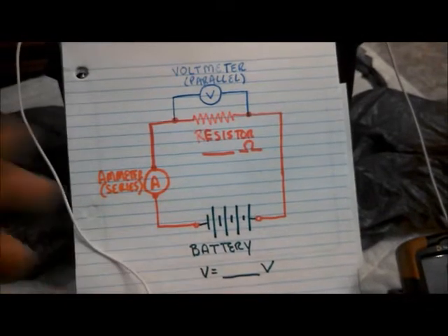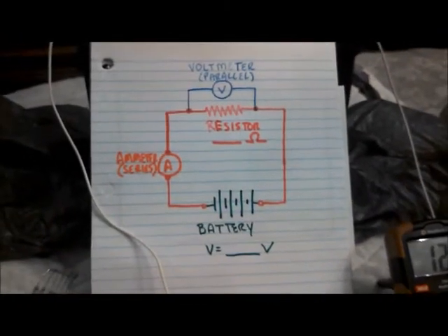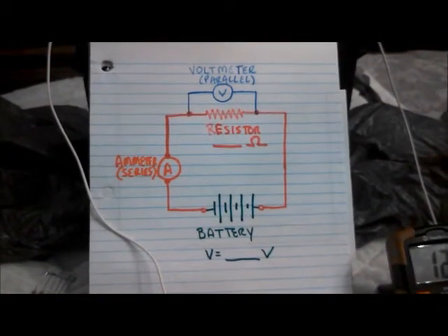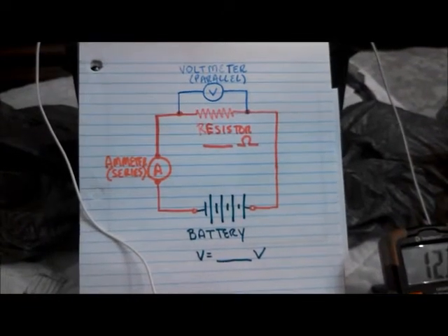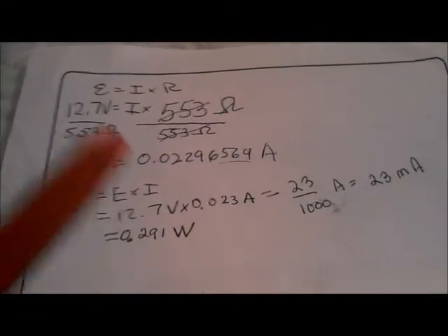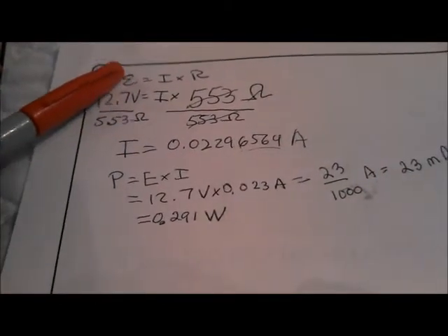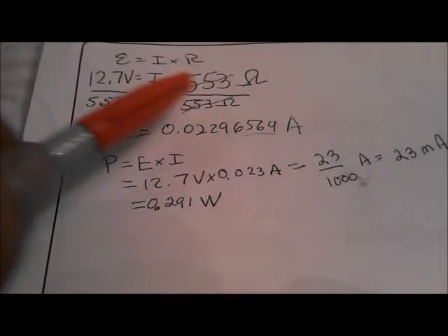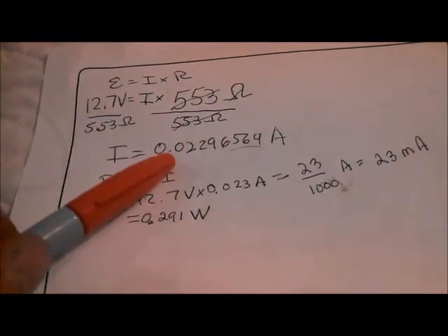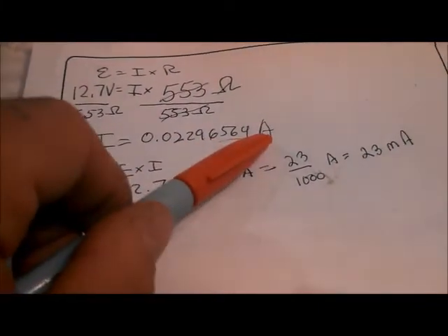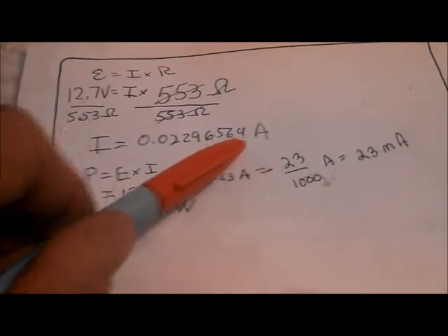So what I'm going to do is take this schematic and hook up the whole thing with the meters for real. Here's something to consider. We have this Ohm's Law equation, 12.7 volts divided by the 553 ohms equals 0.0229 and some other number amps.